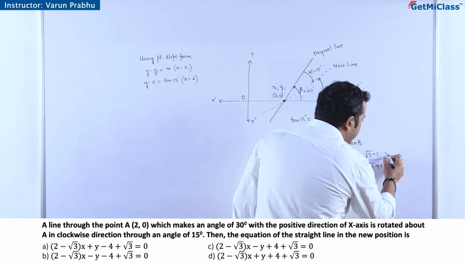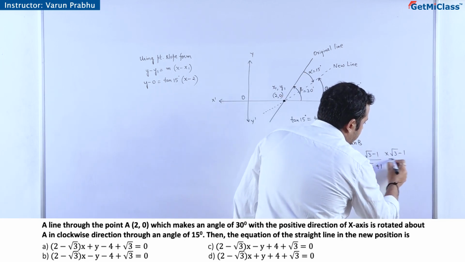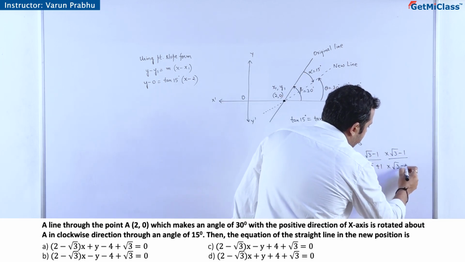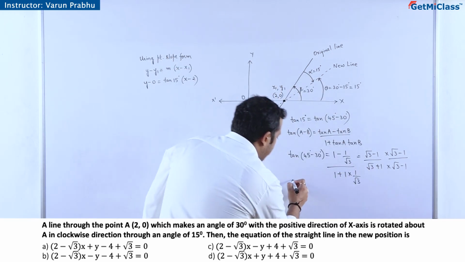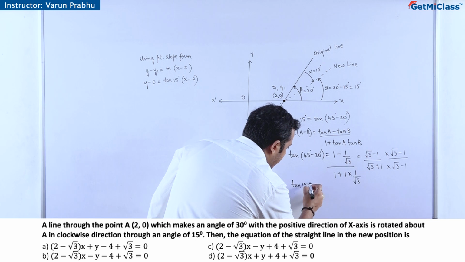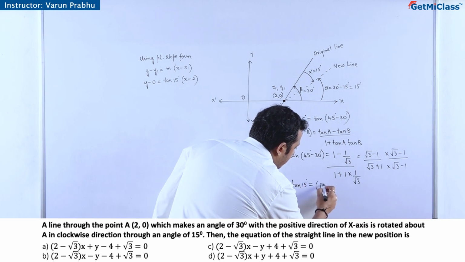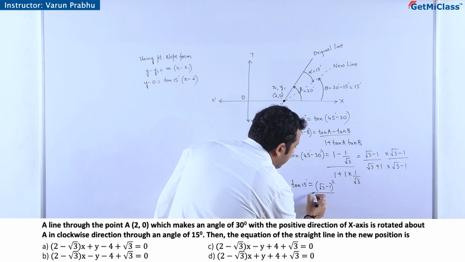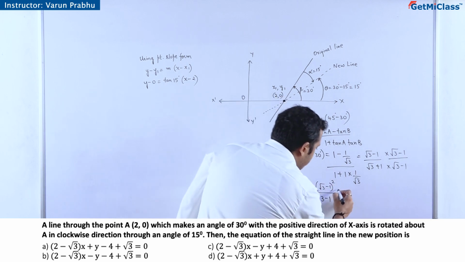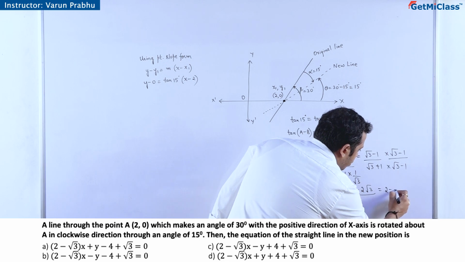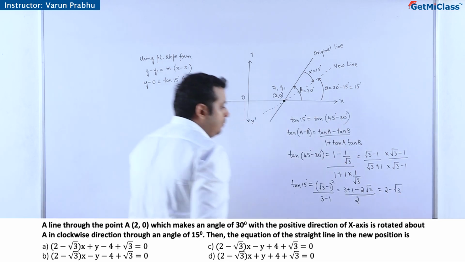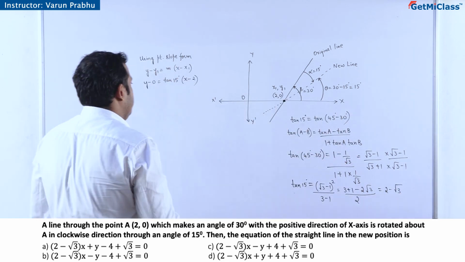If I multiply and divide by the conjugate of the denominator to make the denominator a rational number, that is root 3 minus 1, I will get tan of 15 degree as (root 3 minus 1) the whole square divided by (3 minus 1). So this is nothing but (3 plus 1 minus 2 root 3) divided by 2. So you get 2 minus root 3, correct?